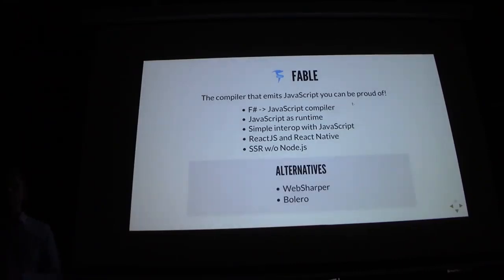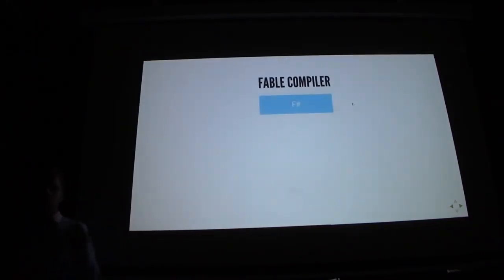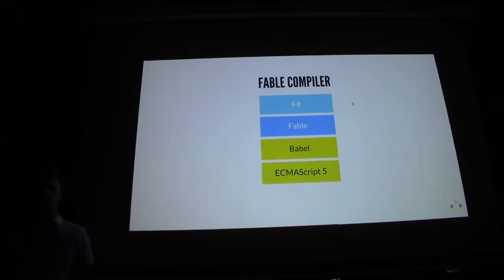Alternatives are WebSharper. Similar thing basically, but yeah, it's up to you, you can use it. Or Bolero. Bolero is a WebAssembly implementation in F#, based a bit on Blazor, but that's not in an appropriate state yet. So just to wrap up, there is F# code. It's being compiled with Fable to Babel, and then Babel compiles it to ECMAScript 5, which is recognized by all the possible web browsers.